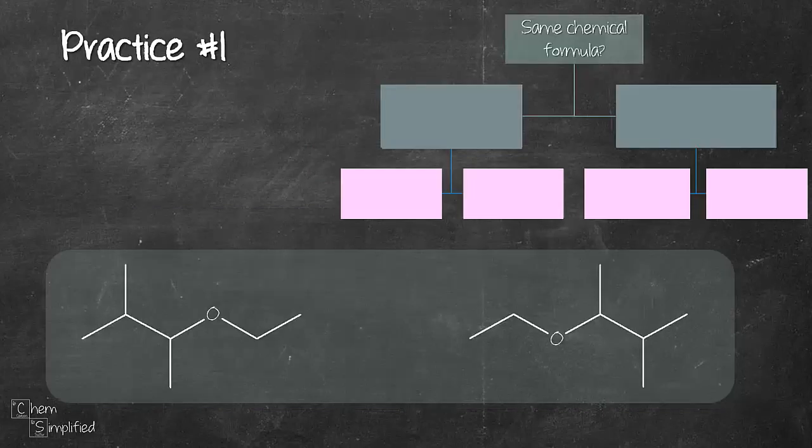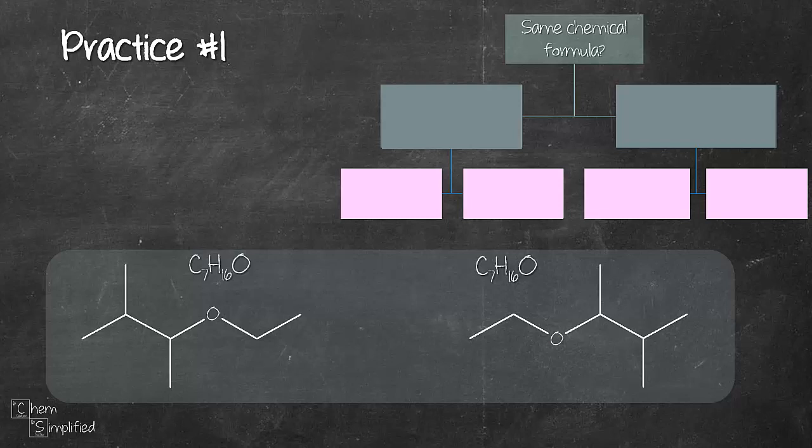Let's start with the first pair. We start by asking the first question, which is, do they have the same chemical formula? So let's start by counting the number of atoms for each element. The one on the left hand side is C7H16O. So 7 carbon, 16 hydrogen, and 1 oxygen. If you need a refresher on counting atoms, I'll post a link to the top right of this video. And the compound on the right hand side, we also have 7 carbon, 16 hydrogen, and 1 oxygen.